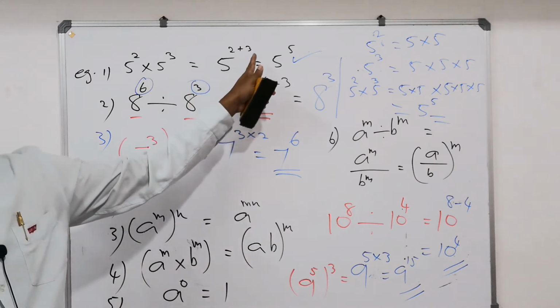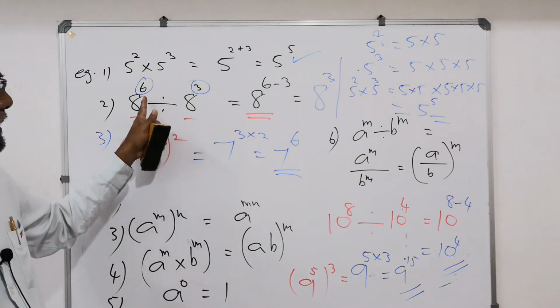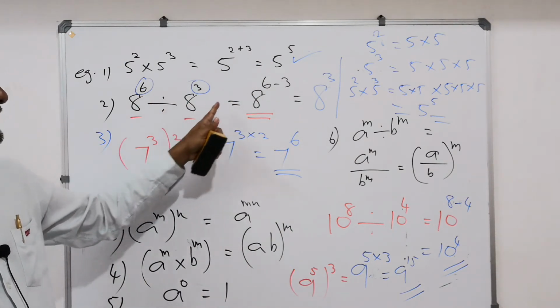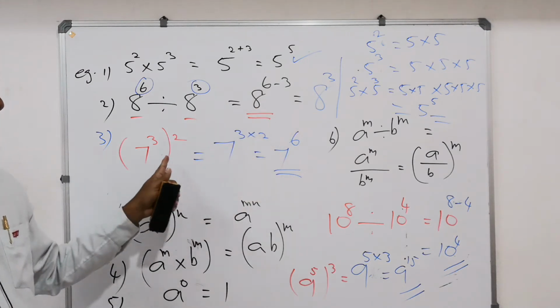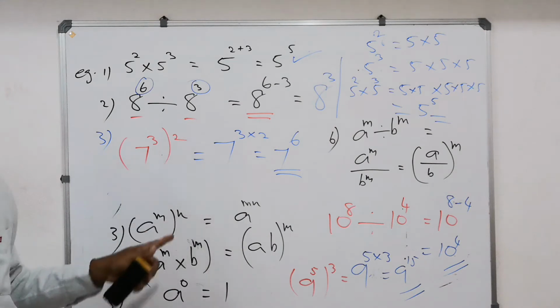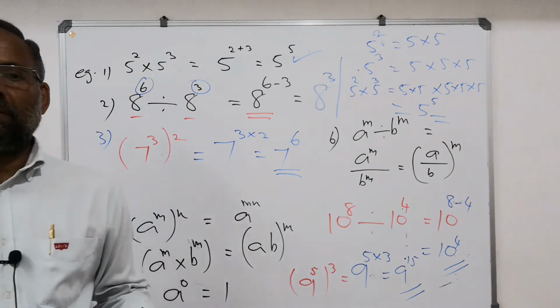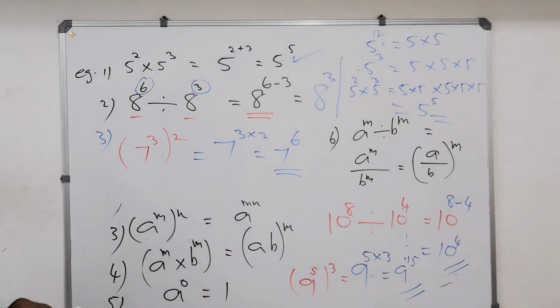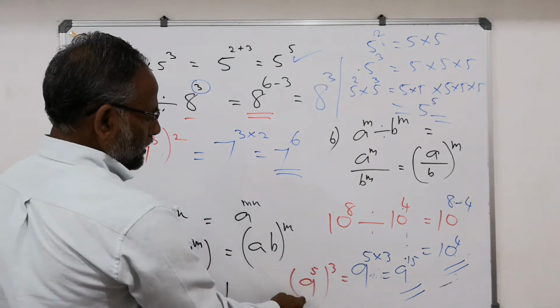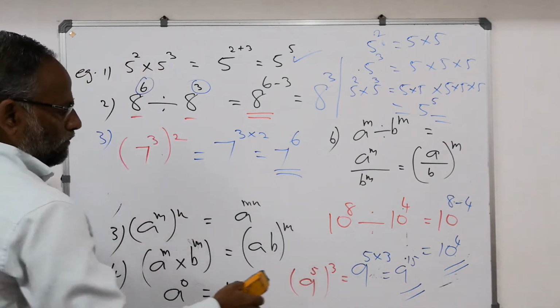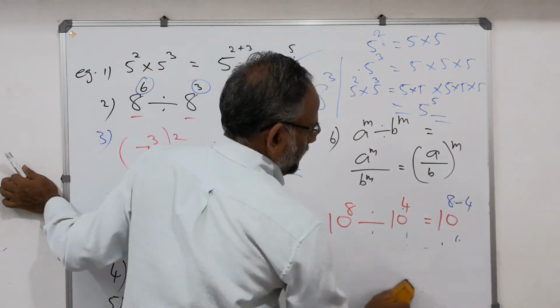We have to add. Believe me, like this, whenever division is there, you have to subtract. Now, whenever a bracket is there, that means all square, all to the power, you have to multiply. 7 to the power of 6. Here, 9 to the power of 15, a big number, I told you.